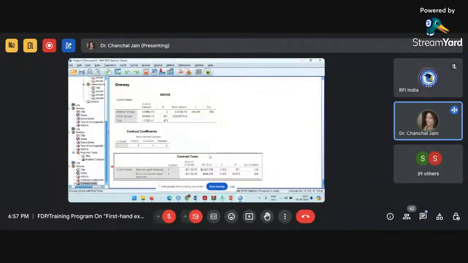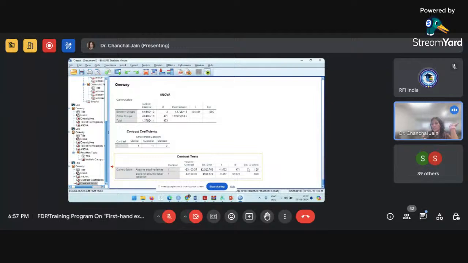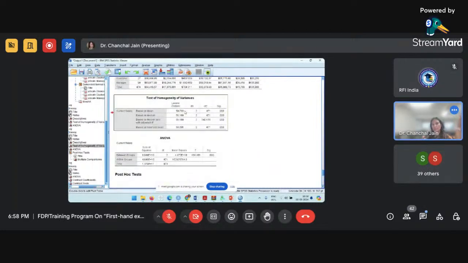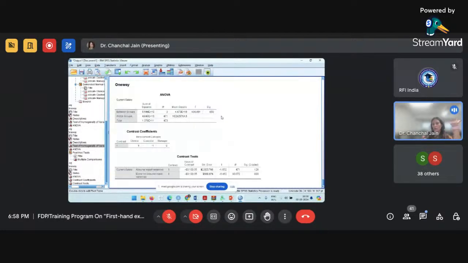Coming down, see the contrast test. There you can find the T value you are getting and the degrees of freedom you are getting here, along with the significant value. Assume equal variances or not. So we are considering variance is not equal, as we got this in the output of the ANOVA previously. If you can see this table, there we have decided that the variance is not equal. So what you need to do, you need to consider does not assume equal variances.